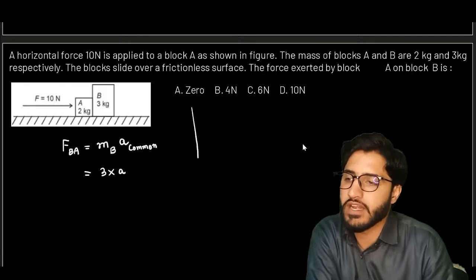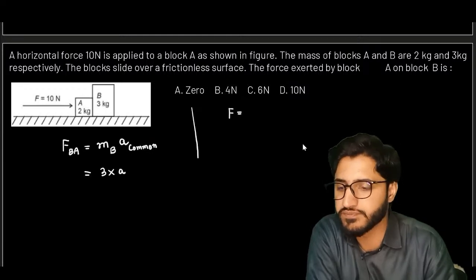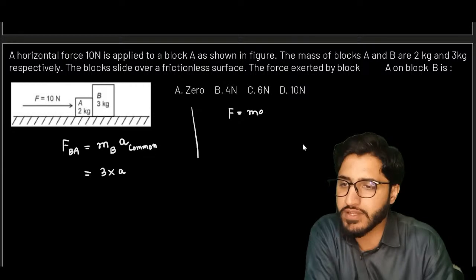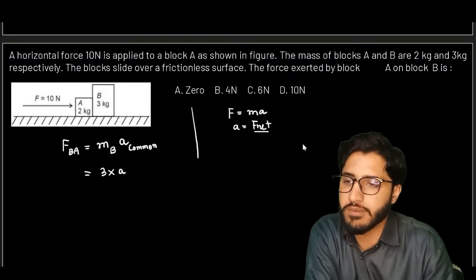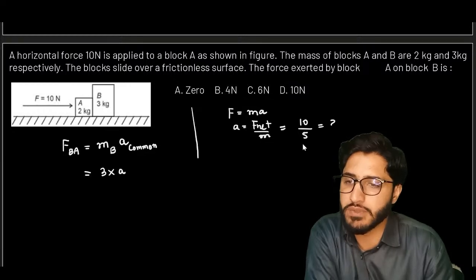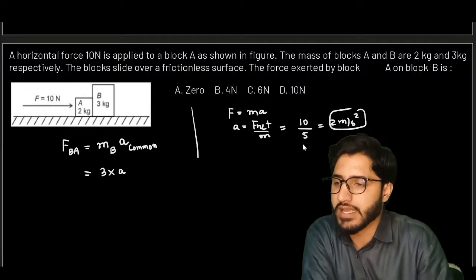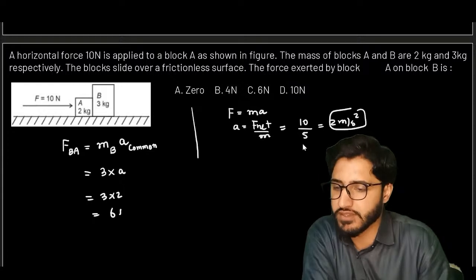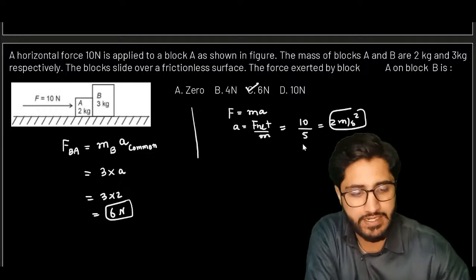So how will we find the acceleration? We also know that F is equal to mass into acceleration. So acceleration comes out to be net force divided by mass. What is the net force? It is 10 Newton. Total mass is 5 kilogram, right? So I get my answer as 2 meters per second square. Now put the value here. I guess it will equal 3 into 2. It came out to be how much? 6 Newton. Right? So 6 Newton is my correct answer.